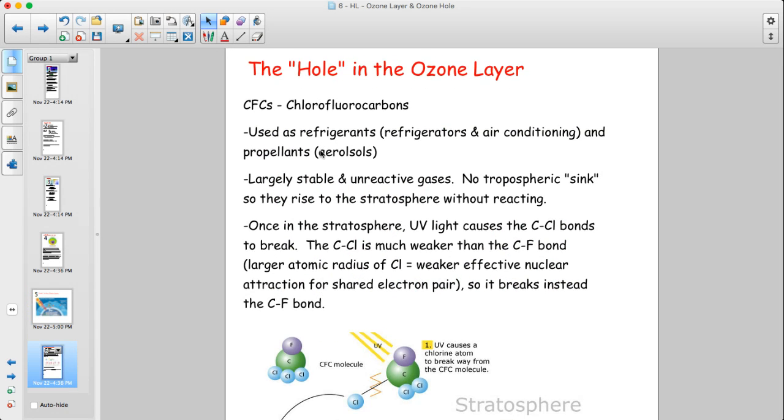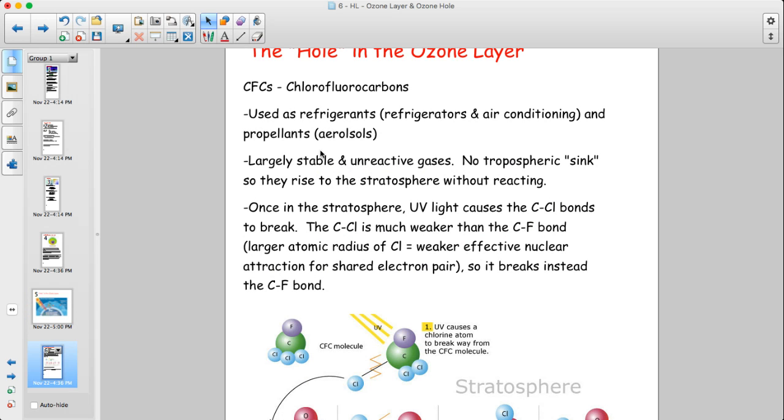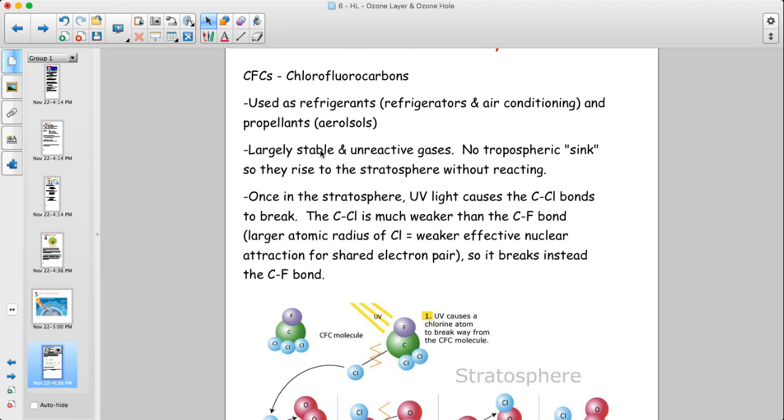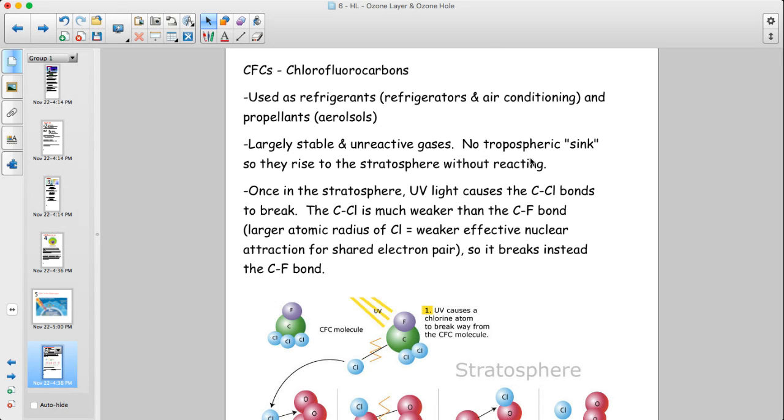Right? These things, for a long time, were used as refrigerants. So they were used in air conditioners and refrigerators, and also as propellants or aerosols. They are largely very stable. They are largely unreactive. So if they leak out of your air conditioner or out of an aerosol can, they don't naturally react with much that's around in our atmosphere. So we'd say they have no sink in the atmosphere, nothing that removes them.